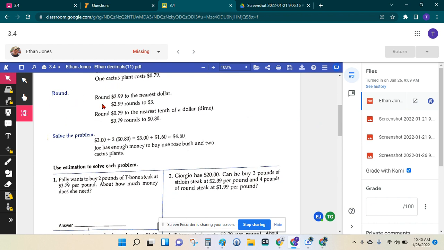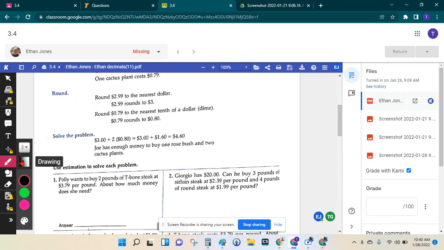So when you're using estimation, you're going to round. So here you've got $2.99 and they're going to round it to the dollar. So it would be $3. And then 79, it's going to round to the tenths. So basically when you're looking at these, if it has dollars, then you'd round it to the dollars. And if it doesn't, then you're just going to round it to the tenths.